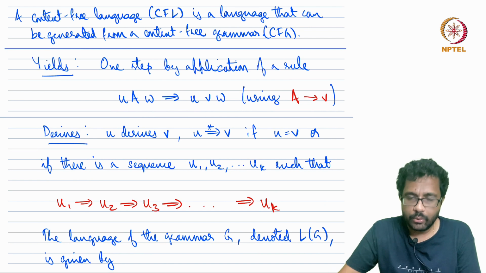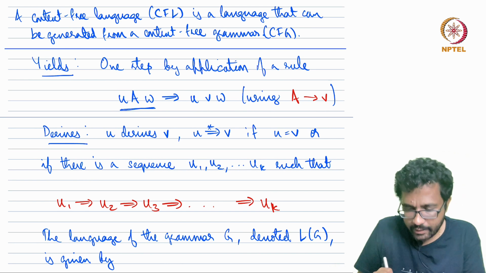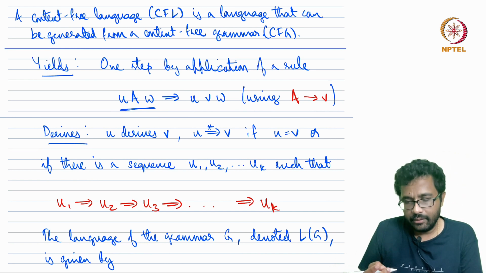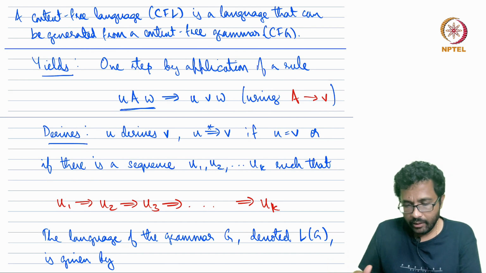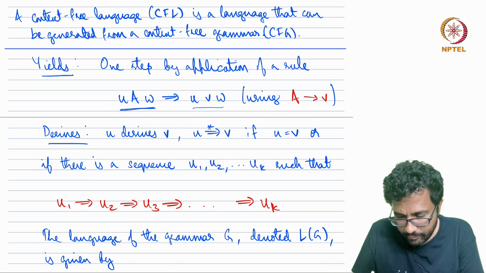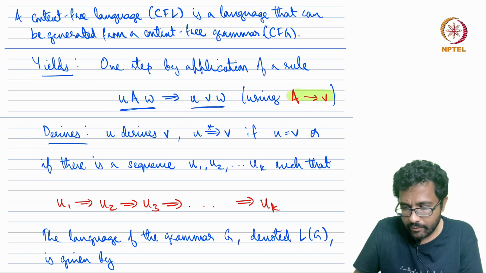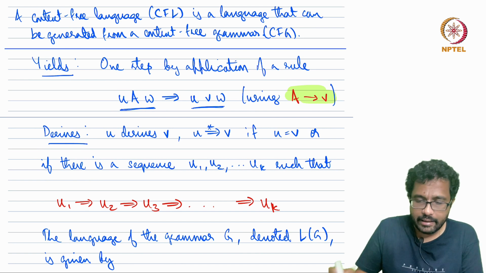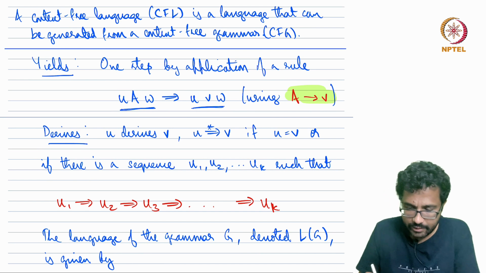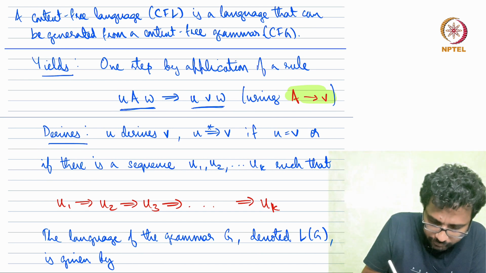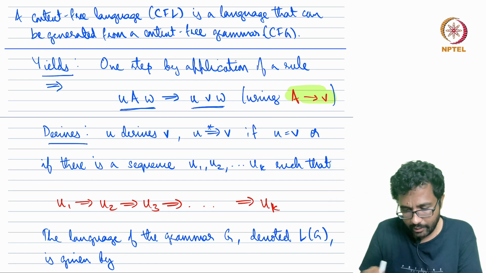One application of a rule is, let's say you have uAw. This is a string containing one variable A and some other strings u and w, and we are replacing A with v, using some rule where A can be replaced by v. This is called yields. We say uAw yields uvw, and this is denoted by the double arrow.